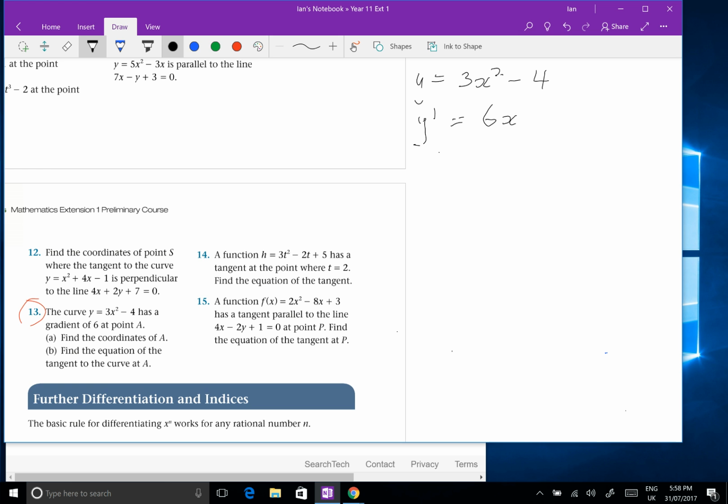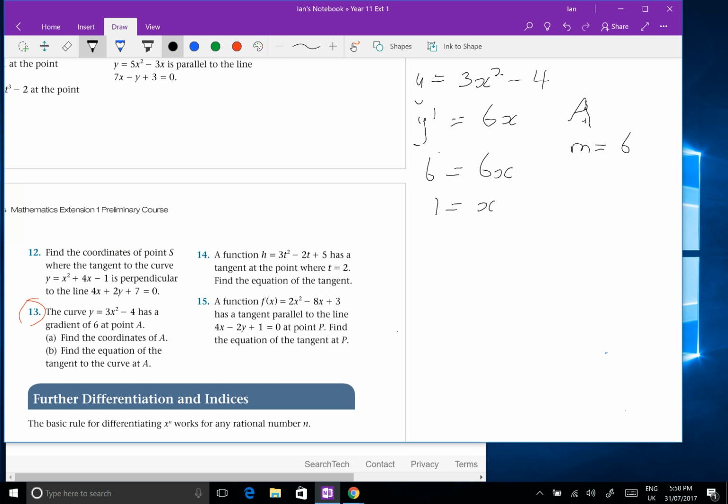But I'm told that the gradient, now that's the gradient of the tangent at any point, and I'm told that the gradient of the tangent at the point A, m equals negative 6. Sorry, 6. So 6 equals 6x, divide by 6, and x will equal 1.